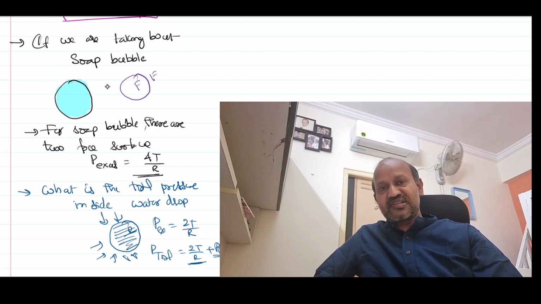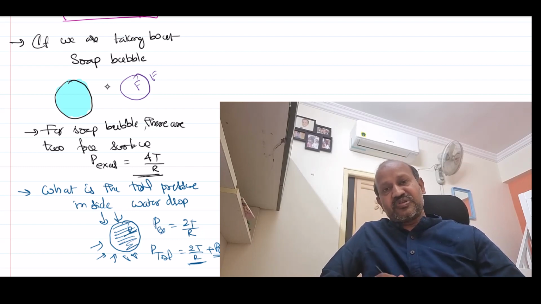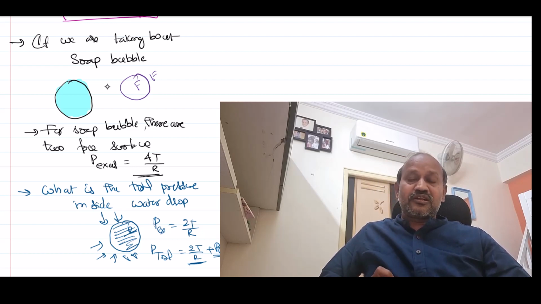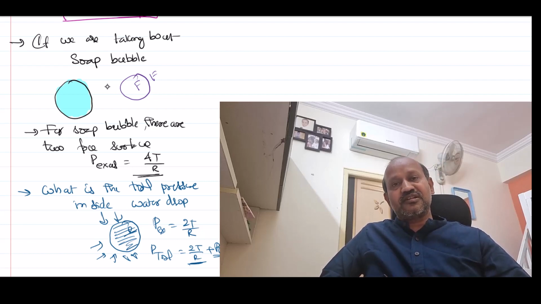To remind you once again, the only thing different between a soap bubble and a water drop is that a soap bubble has an inner surface free as well as an outer surface free. So there are two free surfaces on which the surface tension is acting. That's why it becomes 4T by R instead of 2T by R.